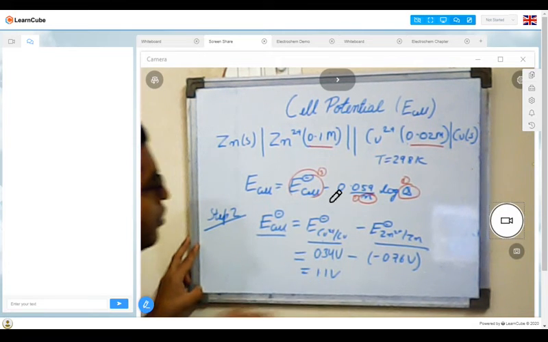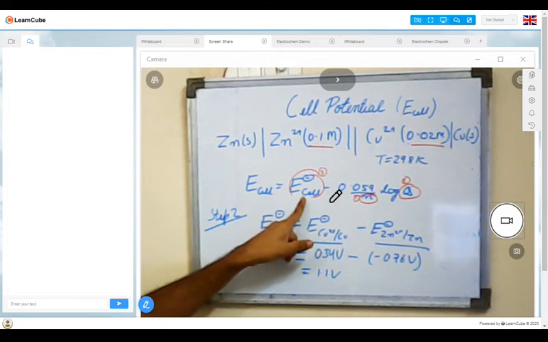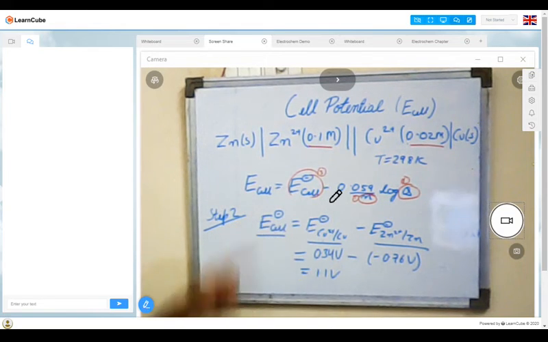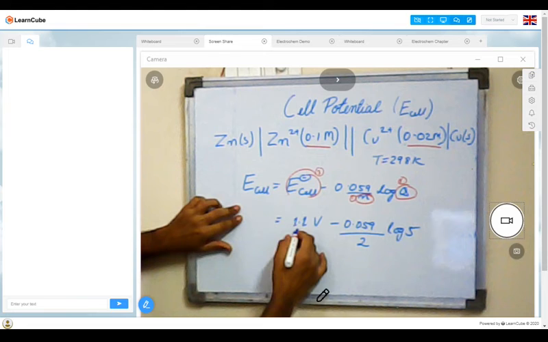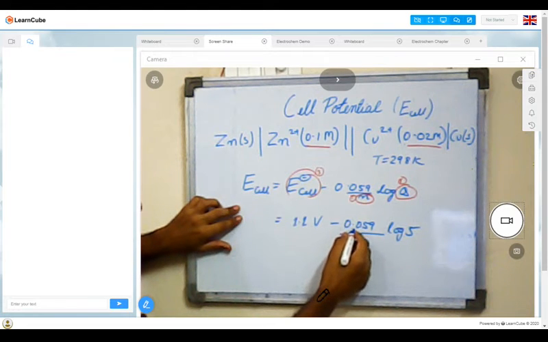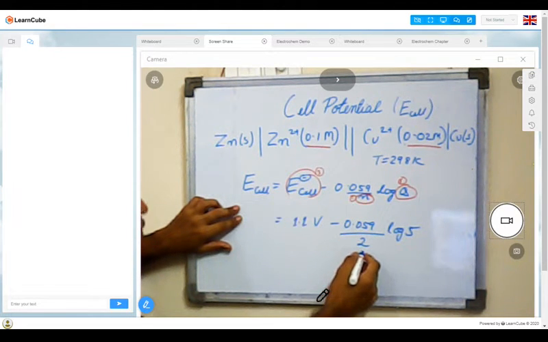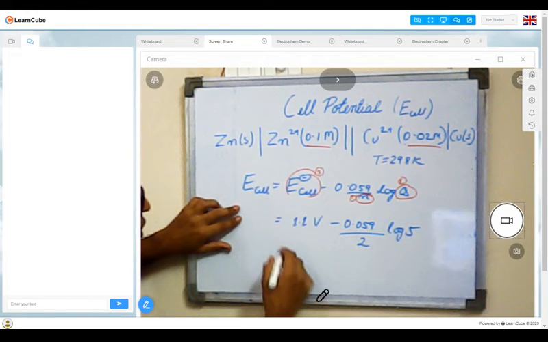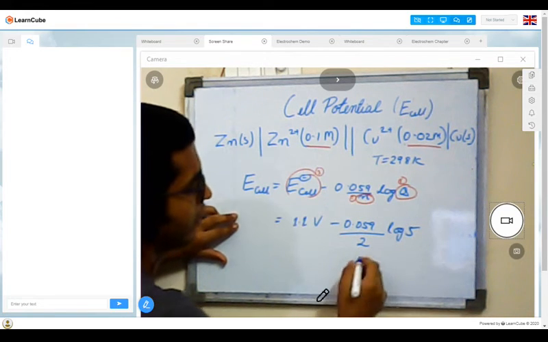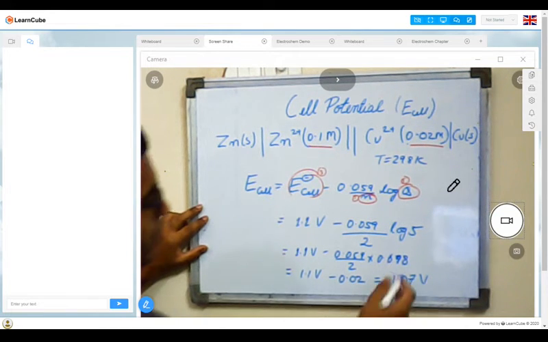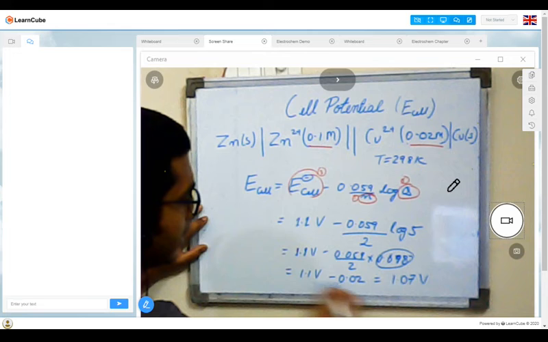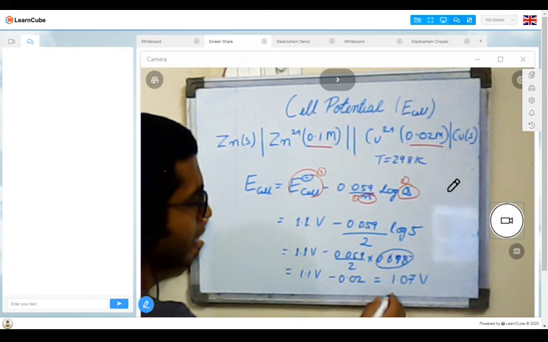Now I will substitute these values E naught cell, n and Q, and I will get E cell. So E cell is 1.1 volts minus 0.059 by 2 log 5. I have put the log 5 value in here, and this is simple mathematics to calculate, and from this I get the E cell as 1.07 volt.